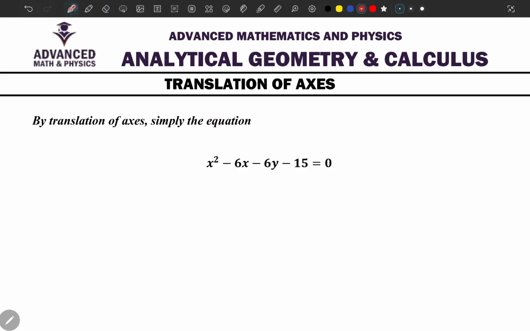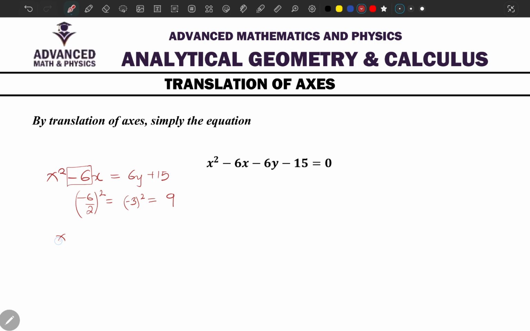So here is how we are going to do it. You say x squared minus 6x. Then you take everything on the other side that does not have x, so this will be 6y plus 15. Now complete the square for this. How do we do that? You take the number you get, negative 6, divide by 2, then square that number. We know that this would be negative 3 squared, to give us 9. So this 9 is going to be added on both sides.